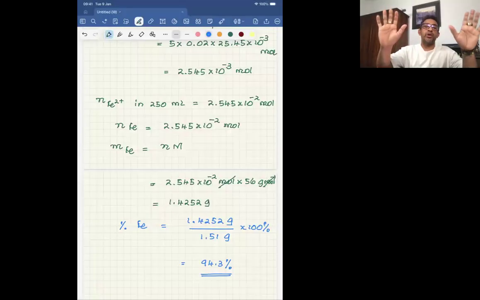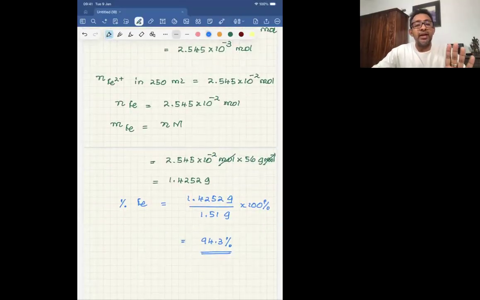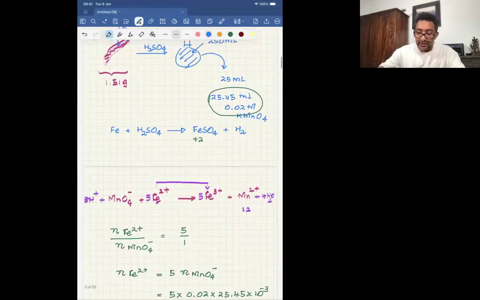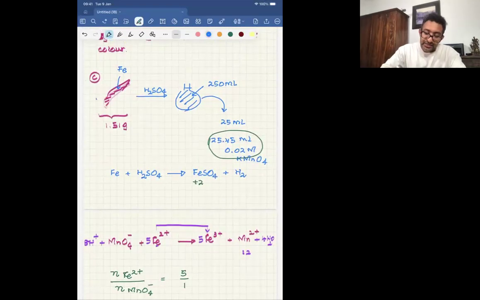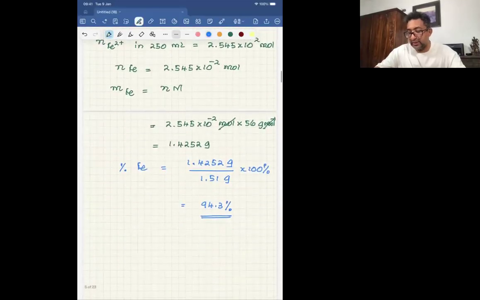Okay. Everybody okay with that? Anybody having any kind of trouble with that? Why do we divide by 1.51? That is because if I scroll the page, you can see the sample is 1.51 grams. And then the actual Fe is 1.4252, and then you divide.